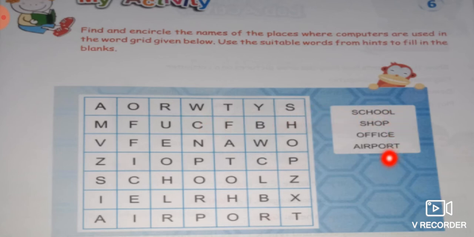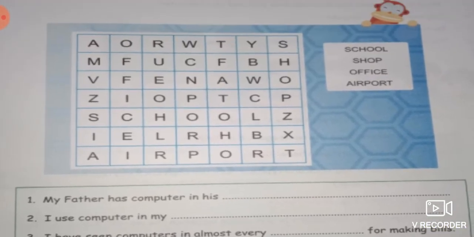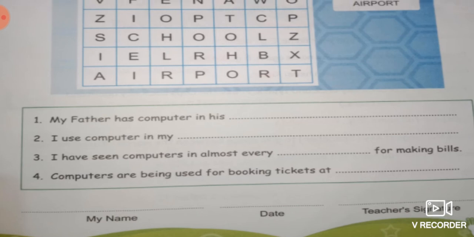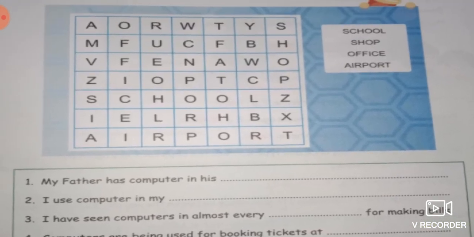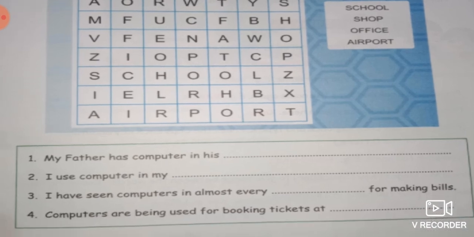Okay, use suitable words from the hints to fill the blanks. Now what you have to do, you will find these words in this word grid and encircle them, and next you will fill these words in these 4 blanks. My father has a computer in his. So where may father have a computer: in the school, in the shop, in the office or airport. So obviously father can have a computer in his office.